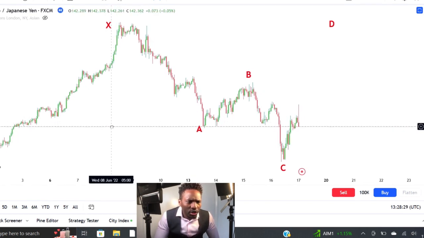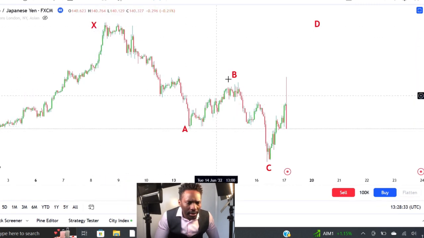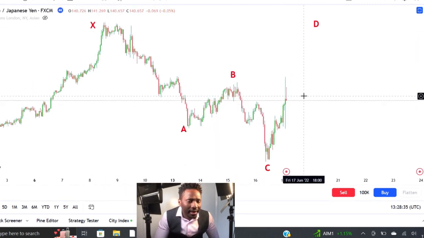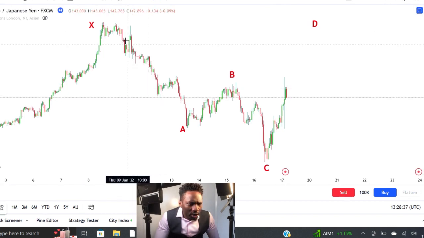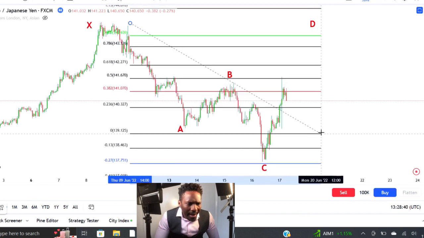As you can see on the chart, I've already got my points: the X to A leg, A to B leg, B to C leg, and the C to D leg. Now I just need to bring in my Fibonacci and make sure that all the points and all the rules of a Cypher pattern have been met.